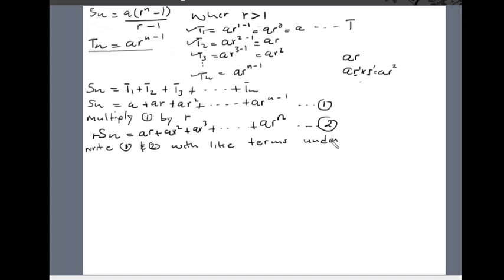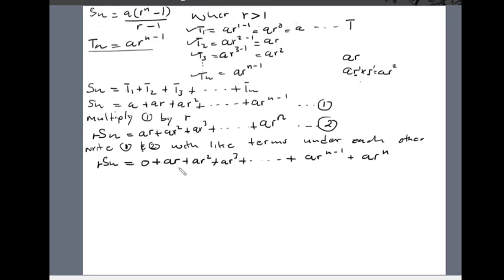under each other. Okay, so I'll start by writing equation 2. You'll see why in a minute, why I choose to write equation 2 first. So I'll write equation 2 first. I'll have Rsn is equals to 0 plus ar plus ar squared plus ar cubed all the way to ar n minus 1 plus ar n.